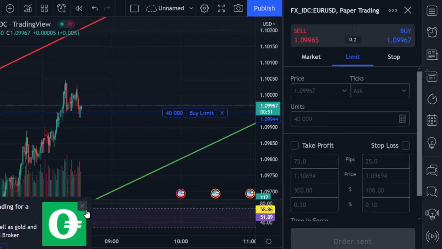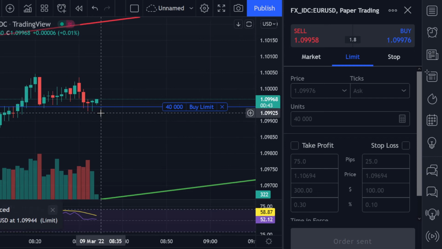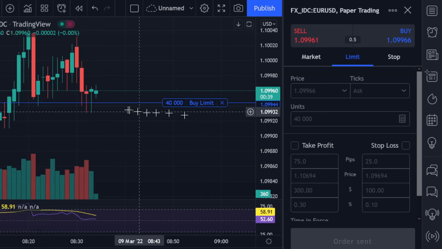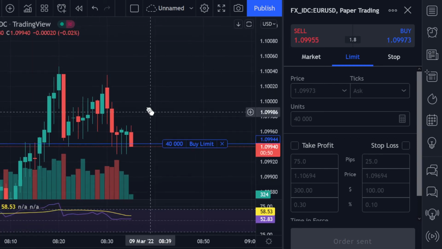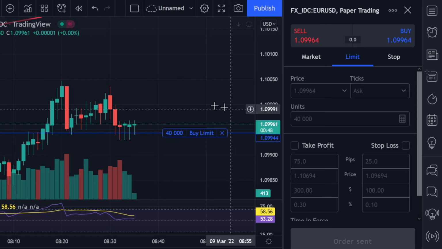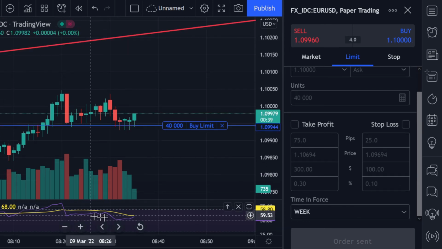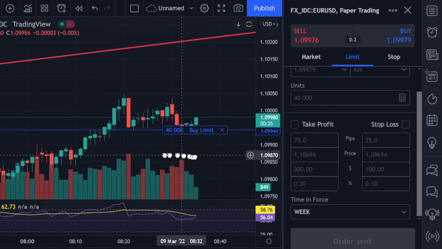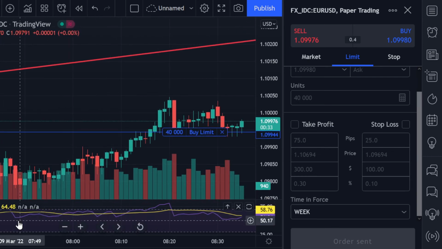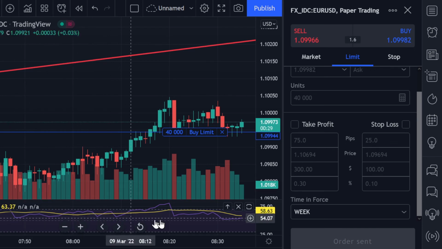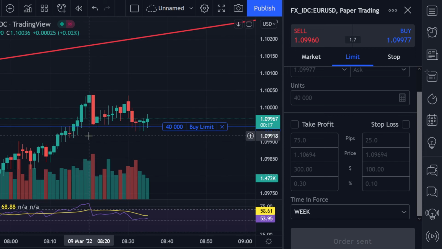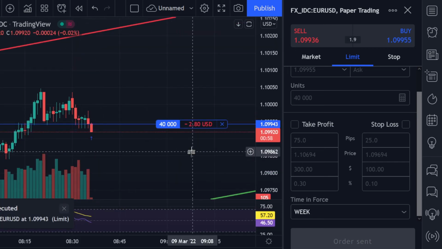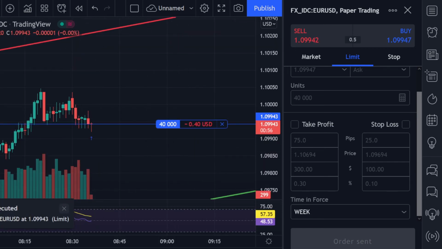Let's see if it hits that. Will it go down there? Again, if I was really trading, I wouldn't be doing what I'm doing now. Notice here in the RSI that it hit the midline and it's crawling back up. And it actually has stayed above the midline of the RSI for quite a bit. There we go. Order executed.